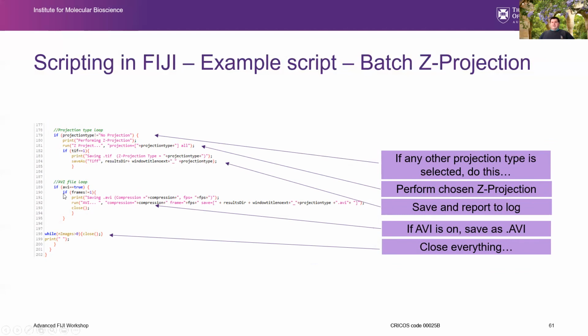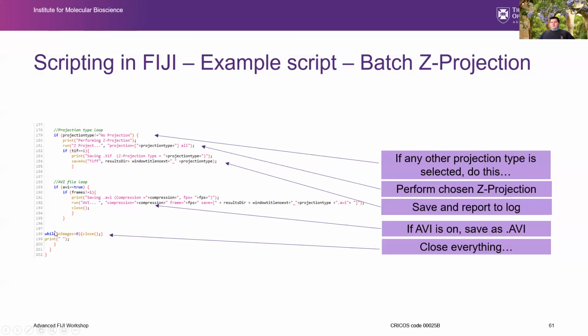If we had save as an AVI, so if AVI variable was equal to true, i.e. the users ticked it, then if the number of frames doesn't equal 1, then save it out. So you can't save an AVI with 1 frame, so that's why we have that little conditional statement, and then it does it and closes the window.